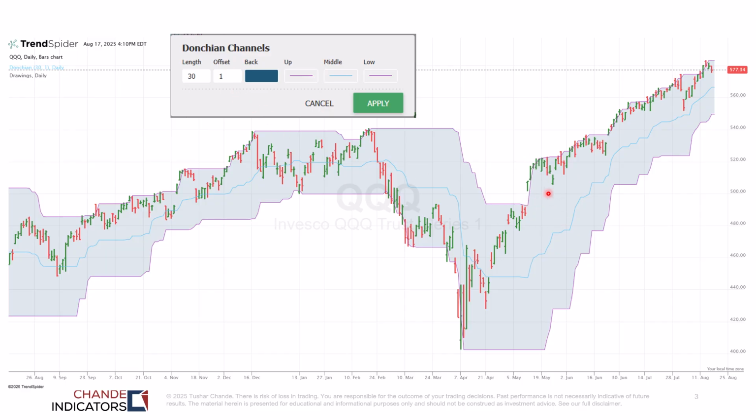And the offset helps us to clearly see a breakout. But because we are only offsetting by 1 day, the rest of this trend is getting masked. So let's see how we can improve on that.